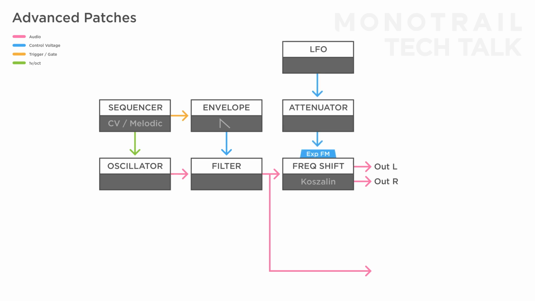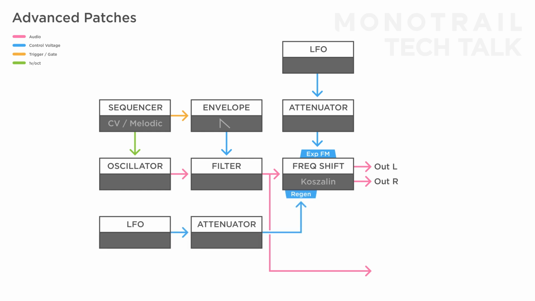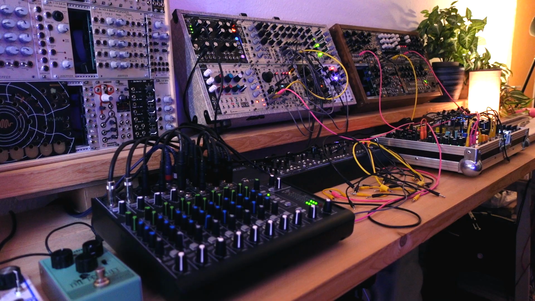One attenuated LFO is modulating the exponential FM. Another attenuated LFO is modulating the feedback, and the third is modulating the density directly. A bit of reverb is added to the up and down shifted versions.